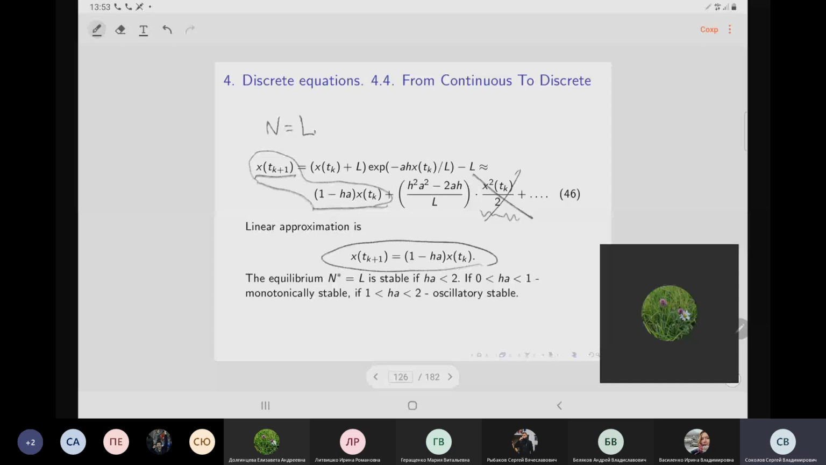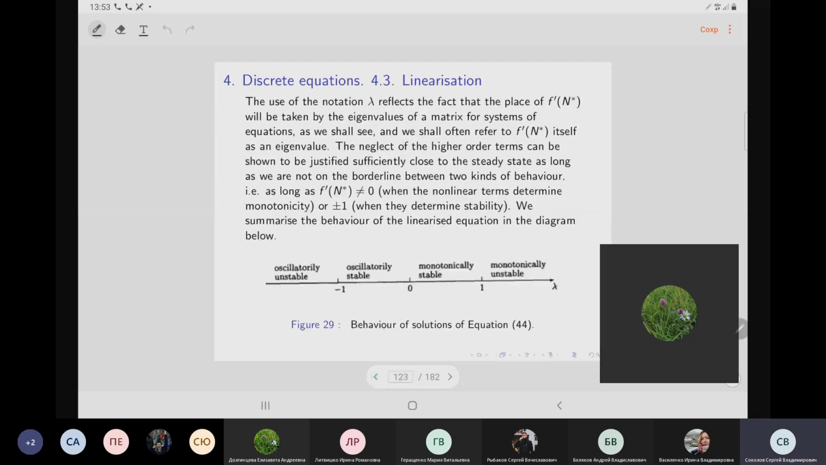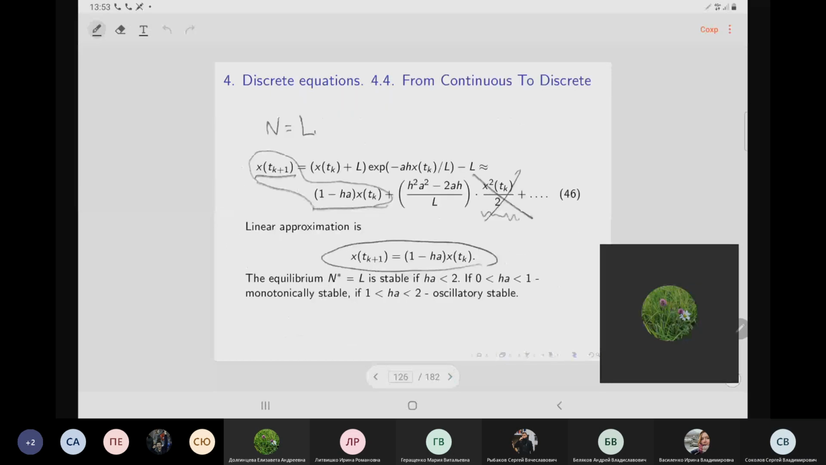Using the previous result, we analyze the sign of 1 minus AH. So we can say that this is 1 minus AH. And comparing 1 minus AH with -1, 0, and 1, finally, we can conclude that our equilibrium state L will be stable if AH is less than 2.